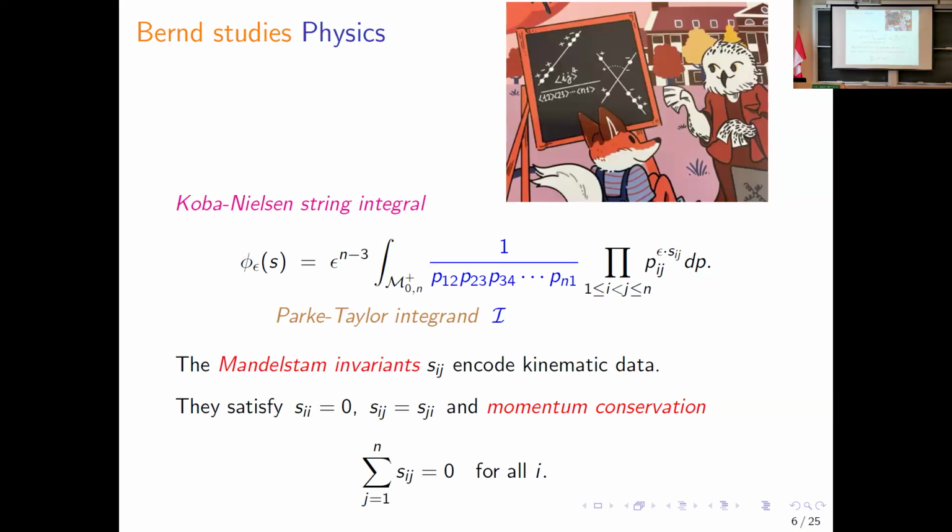Now, what do they satisfy? They form a symmetric matrix. Sii is 0. And then there's a condition called momentum conservation, which says the row sums of this symmetric matrix are all 0. Those are going to be the hypotheses.